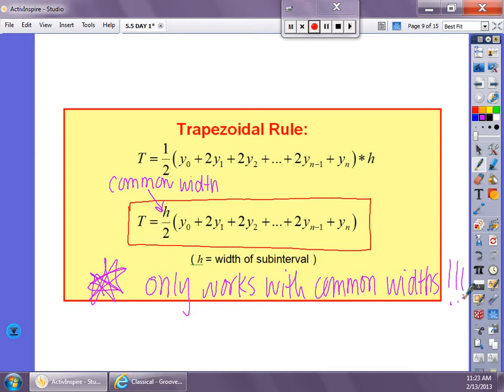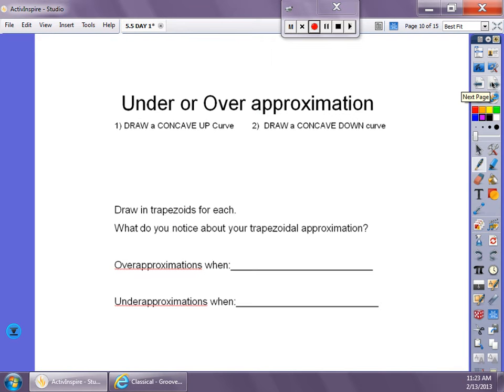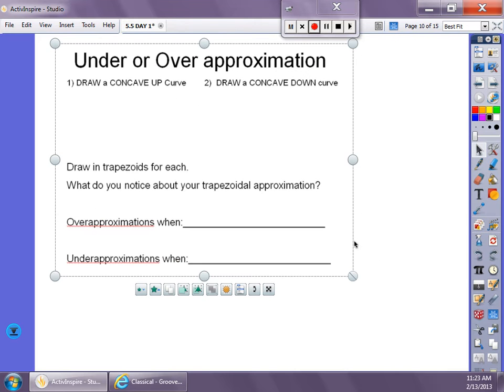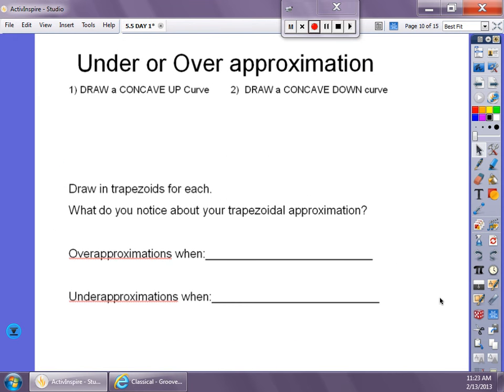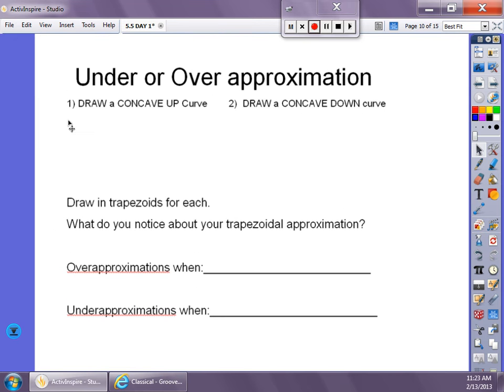Okay? Let's do a little bit of practice, and then if there's time left over at the end of class, I'll ask if you have any questions from homework, okay? So, oh, just kidding, not practice. Yeah, I forgot. We got to do over and under approximations first. So, start out with draw a concave up curve. Sure. Oh, when I get a pen working. Draw a concave up curve. Draw a concave down curve.